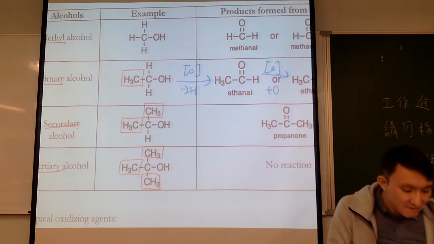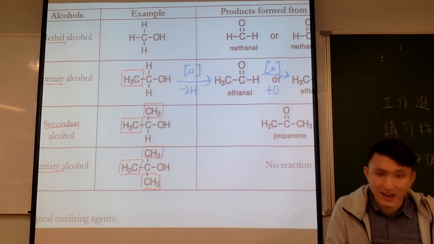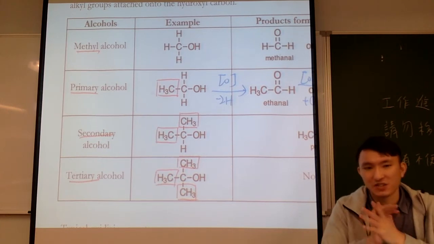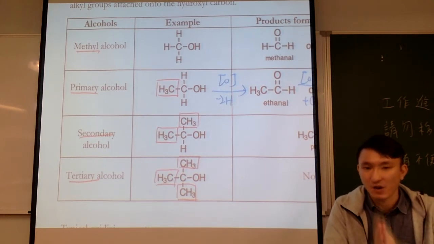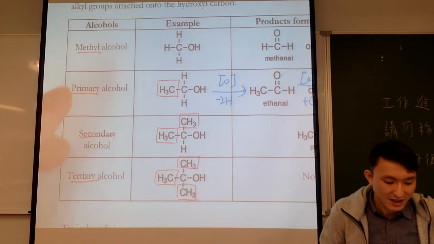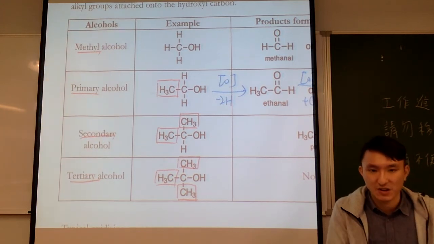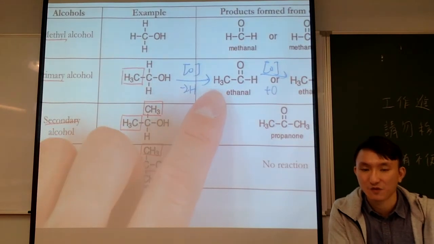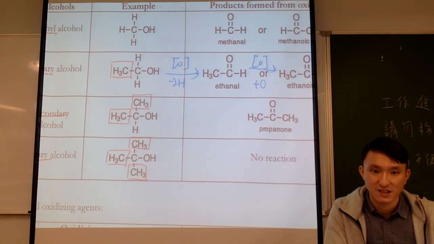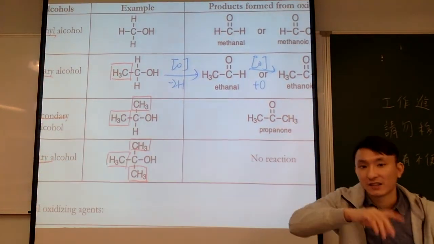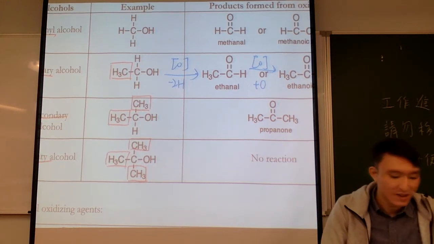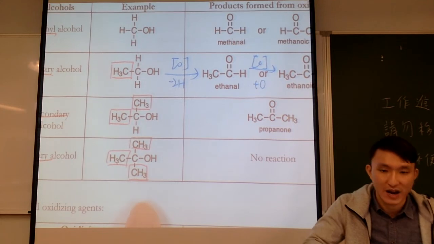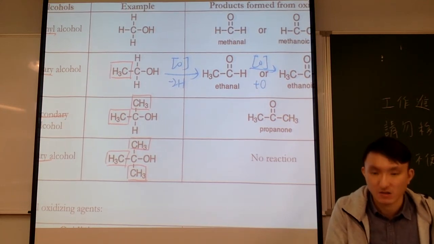Okay? So now you realize one thing, guys. Like I said, it's important to know how to classify the alcohol into different types, because different types of alcohol react differently in oxidation. Primary alcohol can undergo two-step oxidation, secondary alcohol, one-step oxidation to form ketone, tertiary alcohol, not undergoing oxidation.